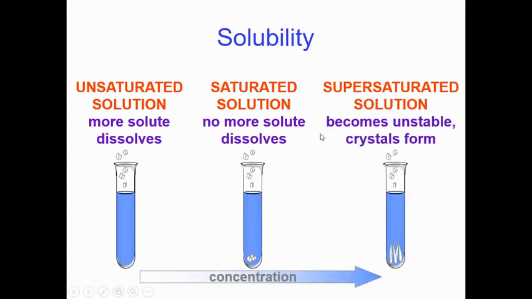A supersaturated solution is unstable. You're past the saturation point, but you forced more stuff in there. But now you shake it a little bit, and all of a sudden you get these little crystals. Using supersaturated solutions is how they make rock candy. So as you go from an unsaturated to a supersaturated solution, your concentration, the amount of solute you have in solution, increases. So you need to know these three things in order to understand our next section, which is on solubility curves.